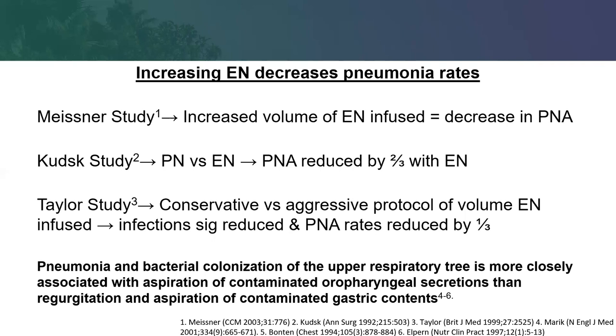You can see one of the studies there compared parenteral nutrition versus enteral nutrition and looked at pneumonia rates with increased volumes of enteral nutrition. We do know, however, that pneumonia and bacterial colonization of the upper respiratory tree is more closely associated with aspiration of contaminated oropharyngeal secretions rather than regurgitation and aspiration of contaminated gastric contents. So essentially, spit tends to be another reason, and our own saliva is a risk for and can lead to aspiration rather than contaminated gastric contents.